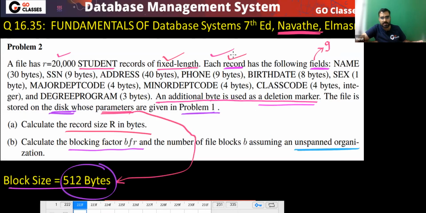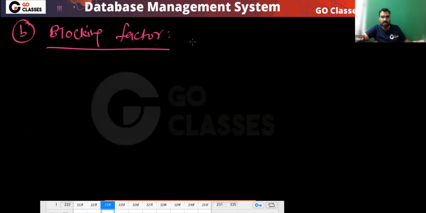See, this question keeps getting better and better. Every piece of information is given. If this information is not given, then what would you take? If this information is not given, then you would take unspanned. I told you unspanned is the default. So this is already given in the question. So for the blocking factor, you have unspanned organization.